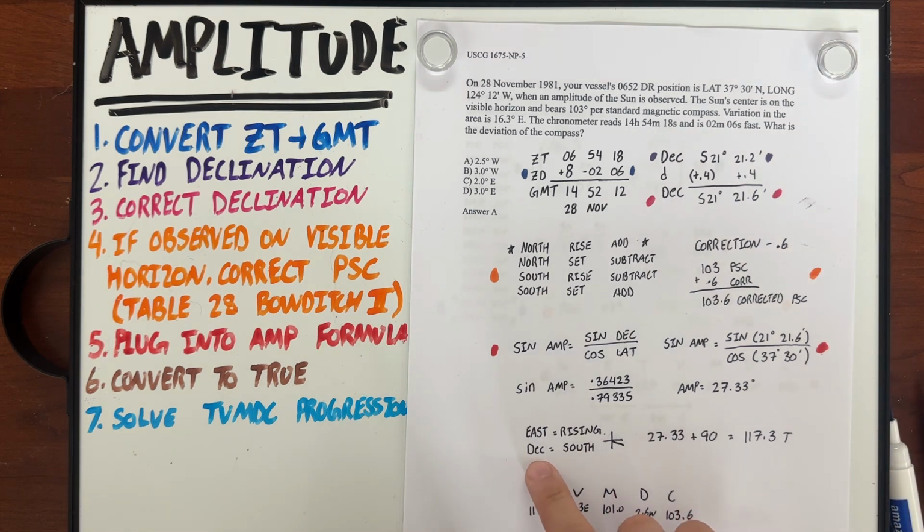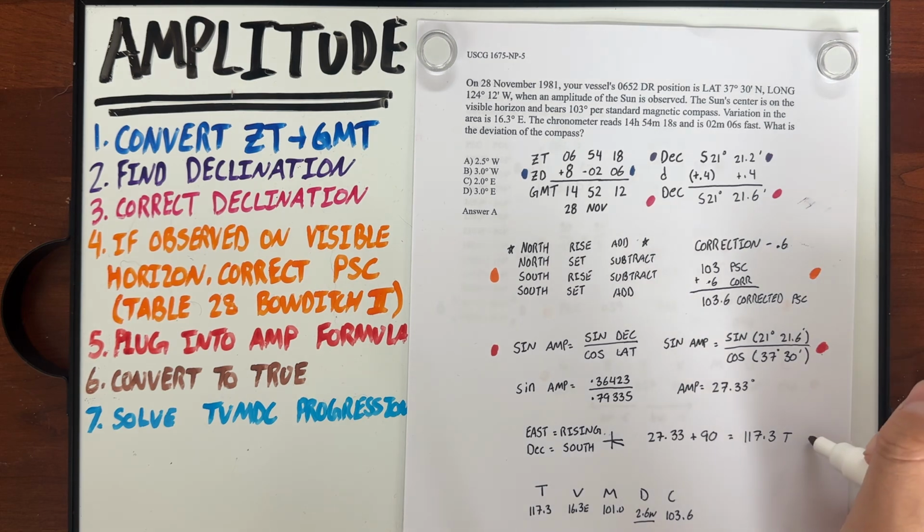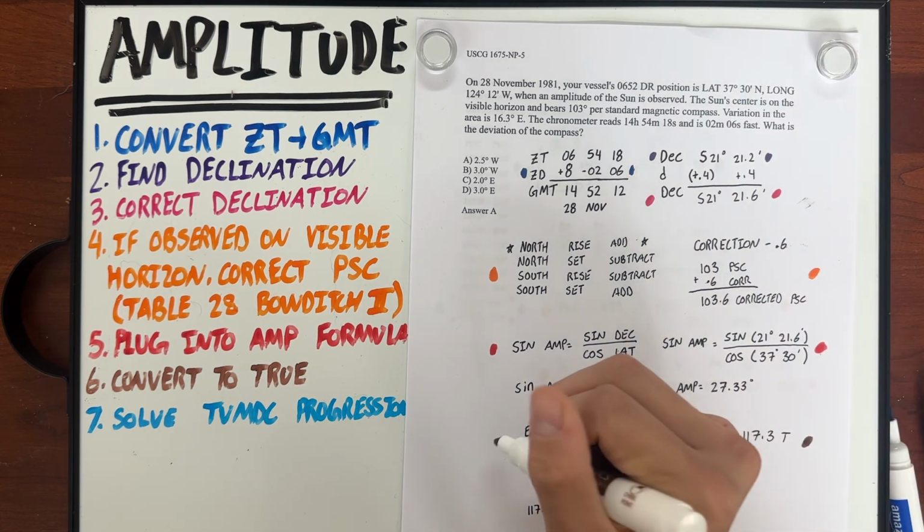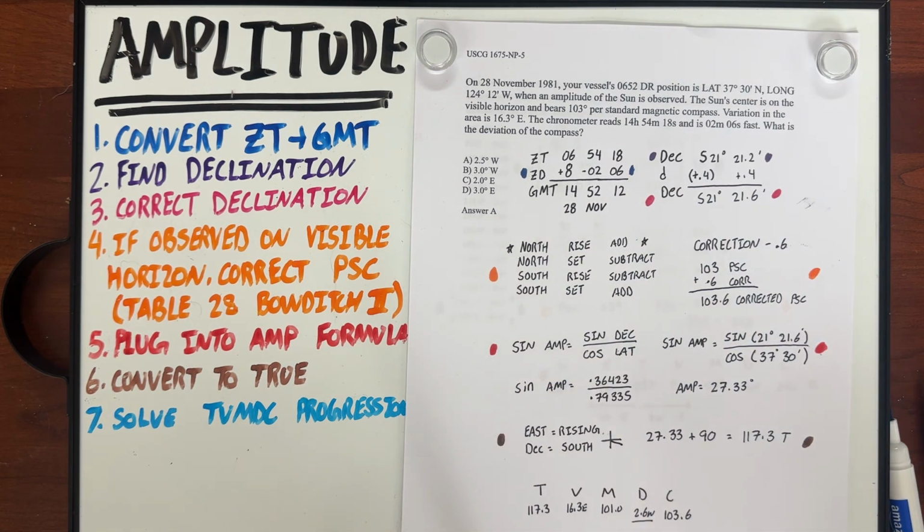The way you do this is that when we're in the east, like we did with this correction, we're rising and our declination is south. That means we're going to be in the second quadrant, which would dictate us to have 27.33 plus 90 for a true of 117.3. The last step is to solve your DMC-T VMDC progression.